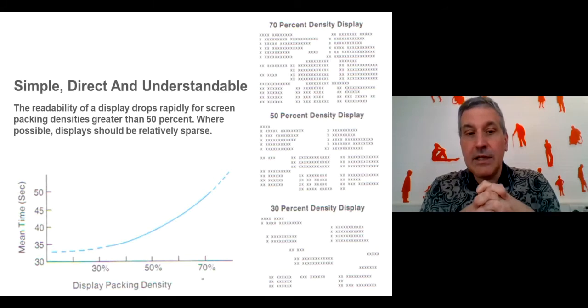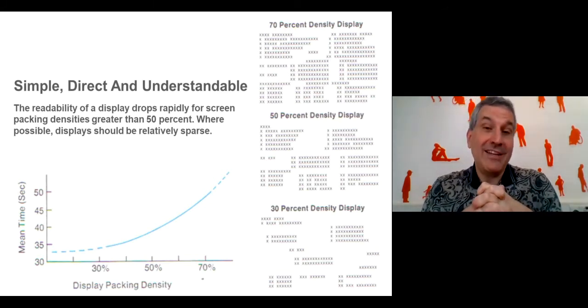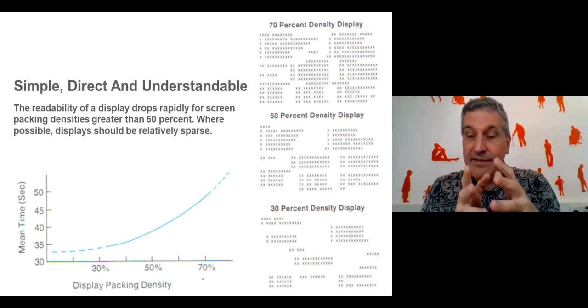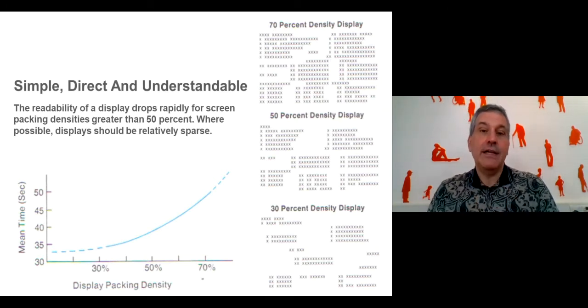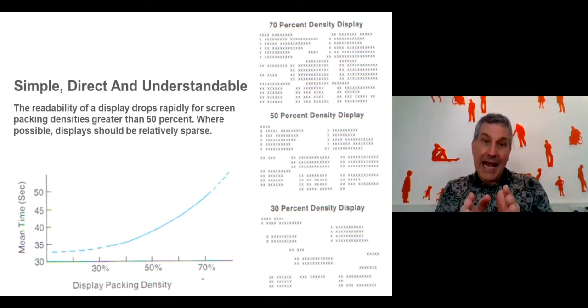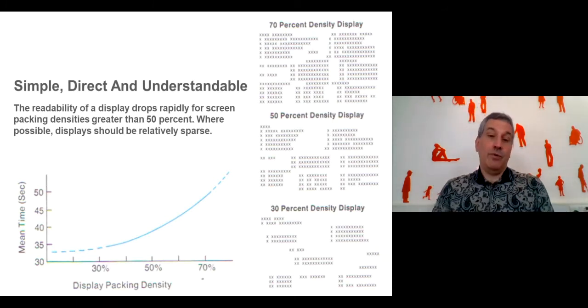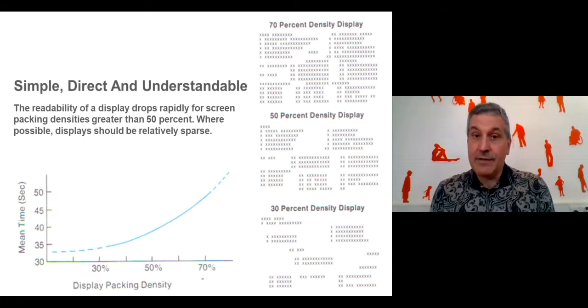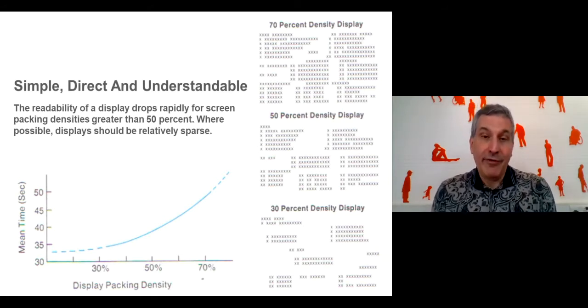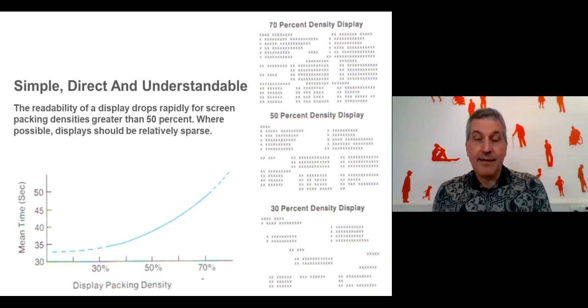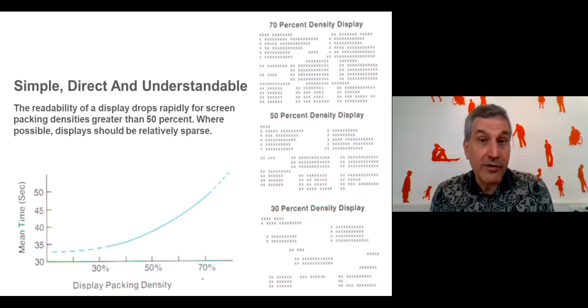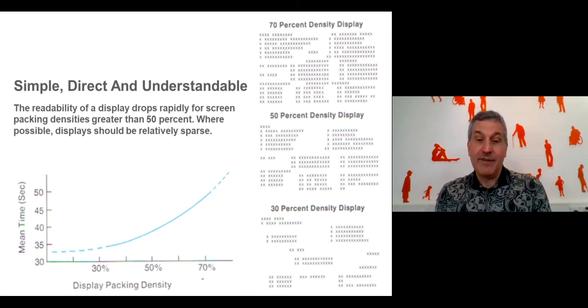One final example of simple, direct, and understandable is the issue of what's referred to as the packing factor, the display packing factor. As a general, simple consideration, any type of information we're trying to present would be easier if the display visual is relatively sparse or relatively empty.